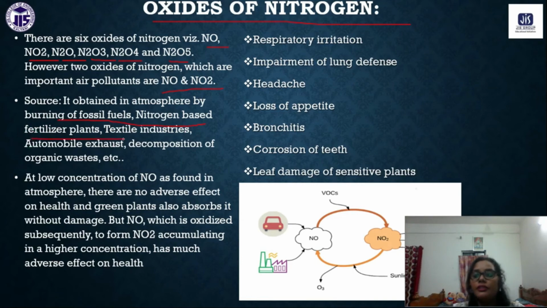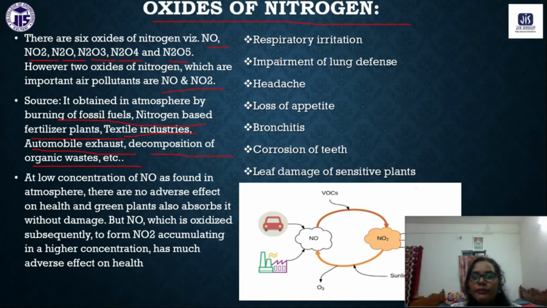Next, the fertilizer plants, where the fertilizers are being made, or the textile industries, automobile exhaust, and the decomposition of organic waste. All these are producing nitrogen dioxide and nitric oxide to the environment, and thus they will increase the value of nitric oxide and nitrogen dioxide.